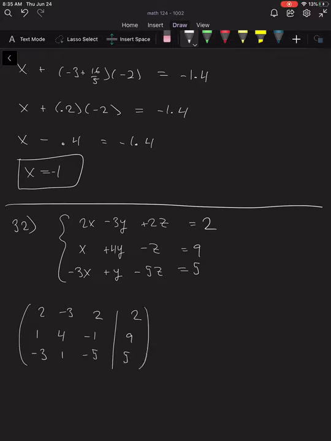All right, so first step, always, is to make this thing a 1. One thing we can do is there's already a 1 right here, so we could switch those two rows around. We could put row 2 here, then put row 1 here, and then just rewrite row 3. So that could be our first step. So then we'll have 1, 4, minus 1, 9. Then 2, minus 3, 2, 2. And then rewriting row 3, minus 3, 1, minus 5, 5.